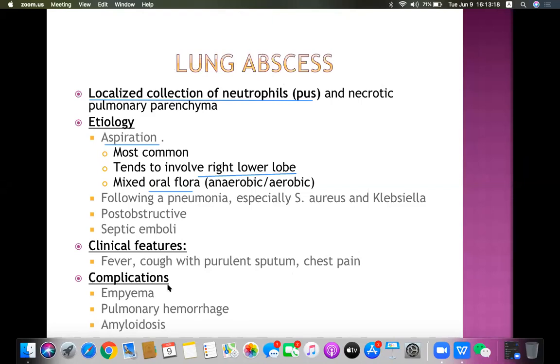Regarding the complications, it may leak into the outer pleural cavity. The pus may go into the outer pleural cavity, which is called empyema. There may be hemorrhage occurring inside the lung as one of the complications. So the person may have hemoptysis, and this is a chronic infectious disease. So amyloidosis is a complication in case of lung abscess.